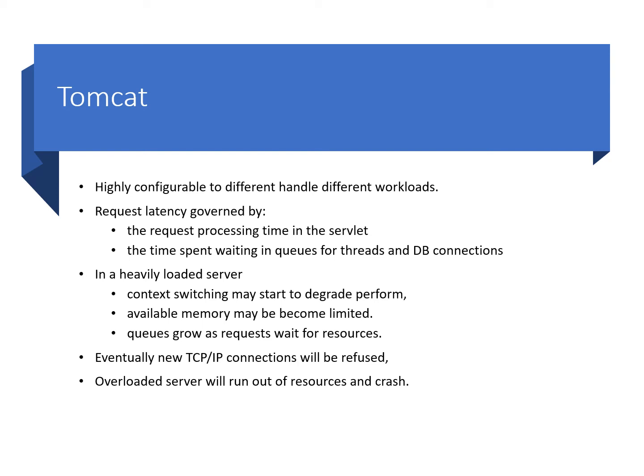In a heavily loaded server with many threads, context switching may start to degrade performance, and available memory may become limited. If performance degrades, queues grow as requests wait for resources. This consumes more memory. If more requests are received than can be queued up and processed by the server, then new TCP/IP connections will be refused and clients will see errors. Eventually, an overloaded server will run out of resources and start throwing exceptions and crash.